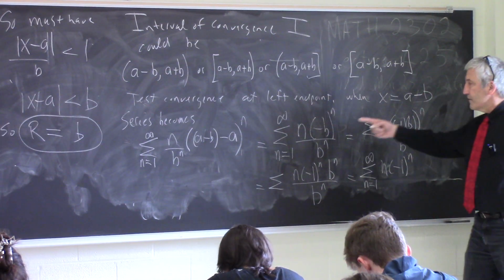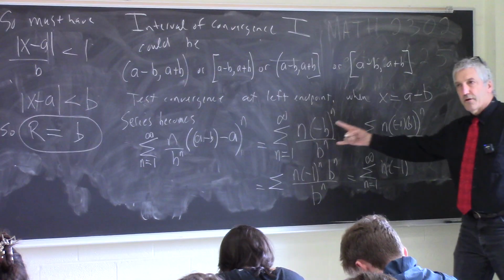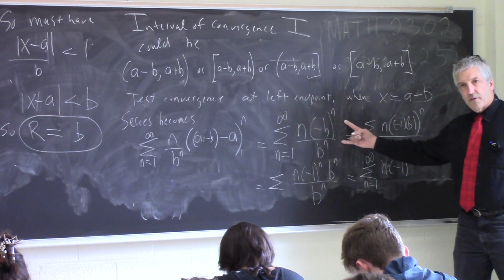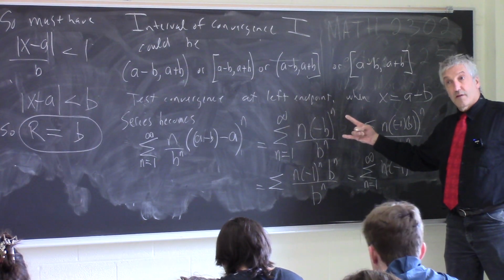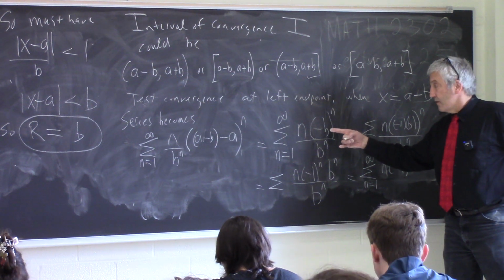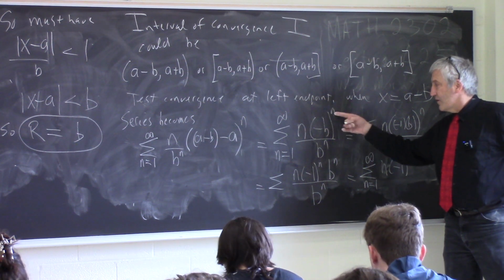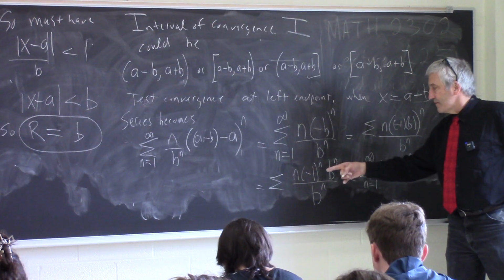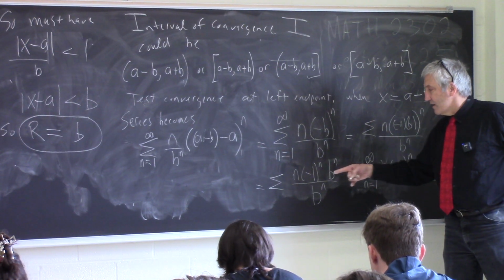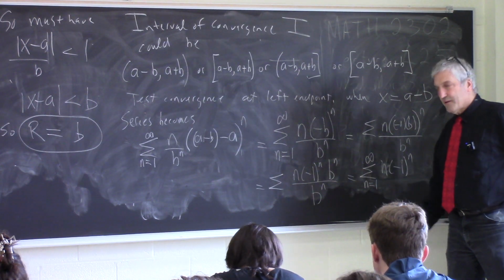So a lot of students can't get from here to here. They'll stare at this and they don't know what to do. So again, take baby steps. Minus something to the n power is the same as minus 1 to the n times that thing without the minus sign to the n.